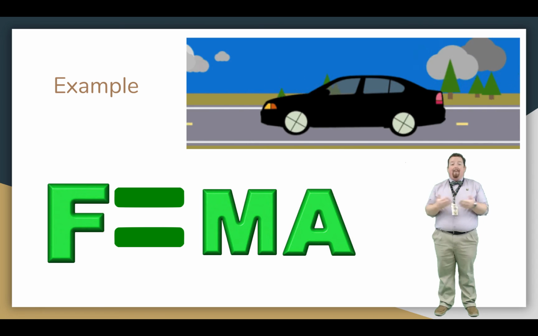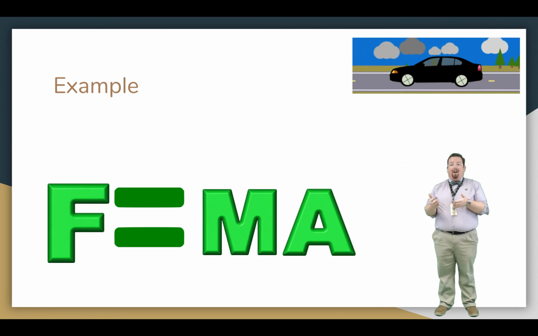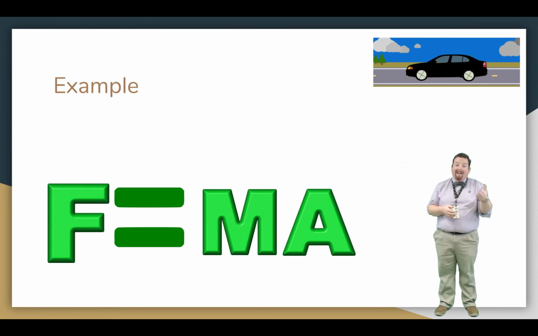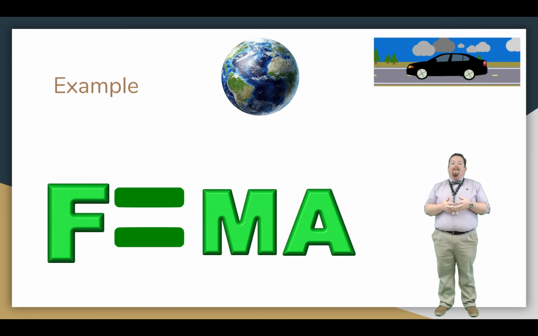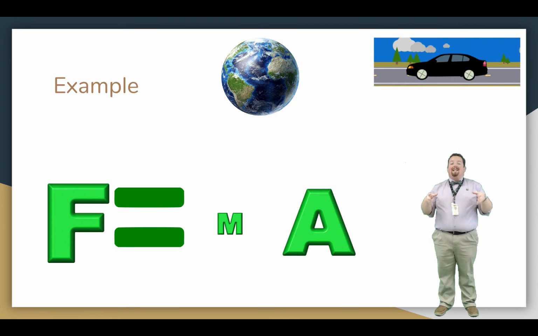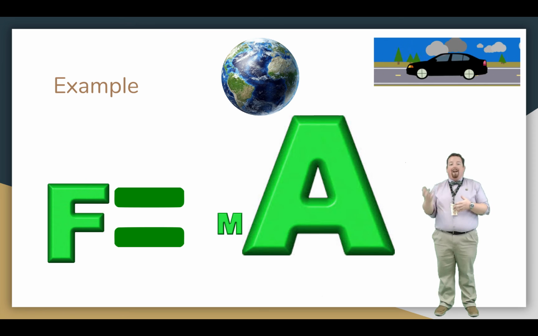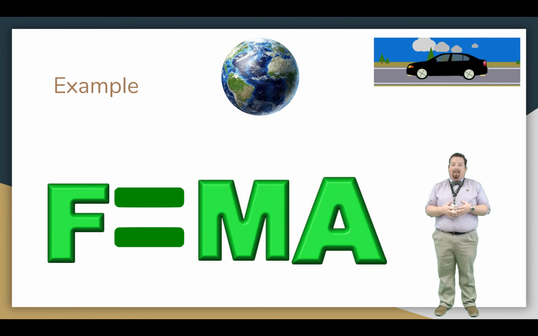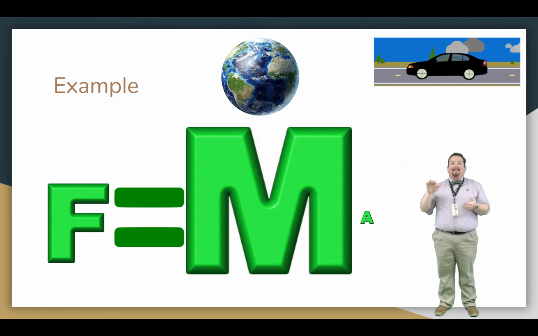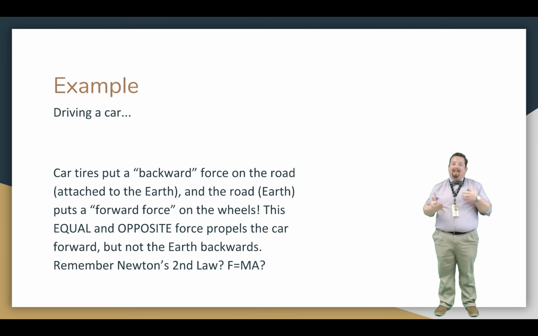If you think about Newton's second law, remember, F equals ma. So if we have the same amount of force being pushed on the car as we do the road, which, by the way, is attached to the earth, then the car, being much less massive than the earth, is going to accelerate a lot more than the earth does. The earth has so much mass, its acceleration is so small that it's basically zero.